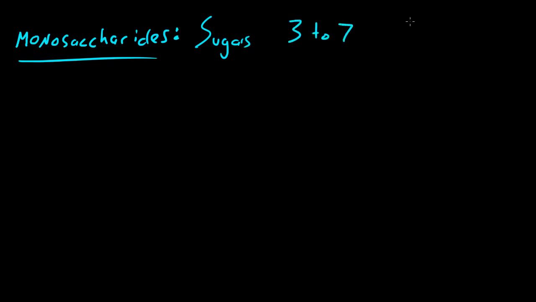monosaccharides. And I know my handwriting is pretty bad, but monosaccharides are a type of carbohydrate, and they're actually sugars consisting of 3 to 7 carbon atoms.